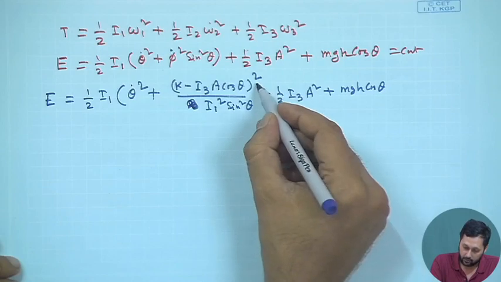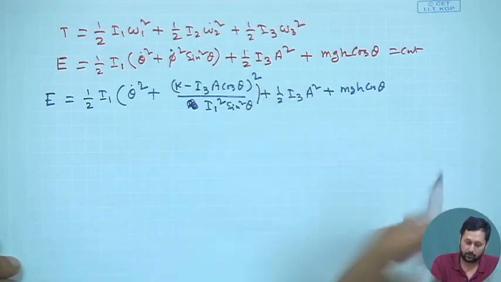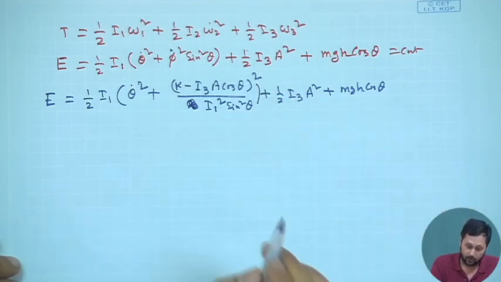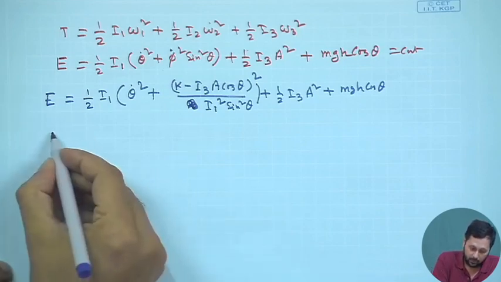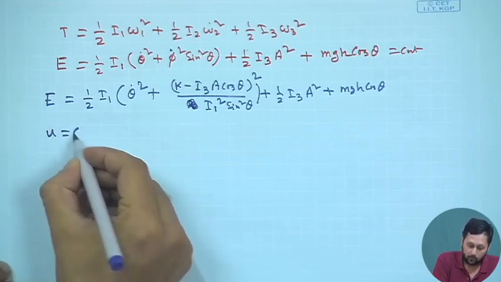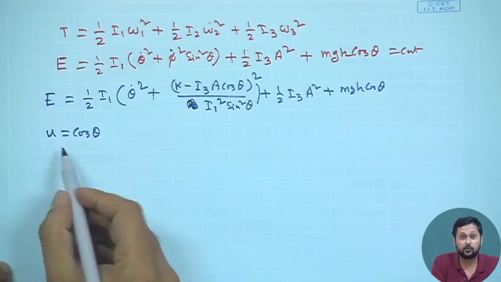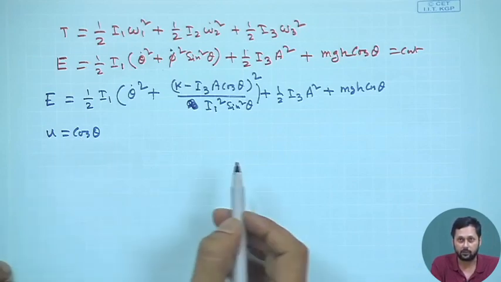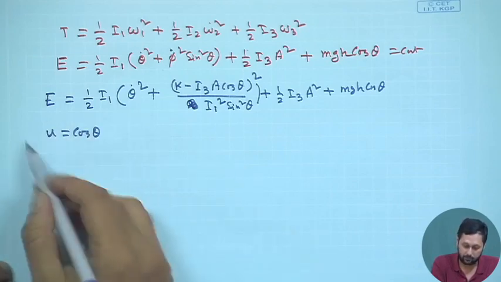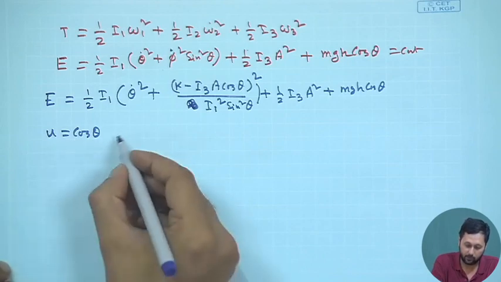So, this bracket will close here, right? Okay. Now, let us put u equal to cos theta. Do not mix it up with u equal to 1 by r, we are not doing central orbit, it is just some notation, u equal to cos theta.